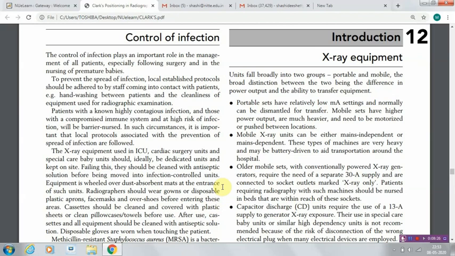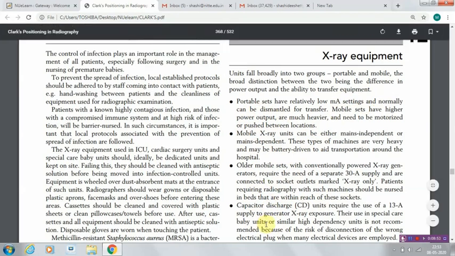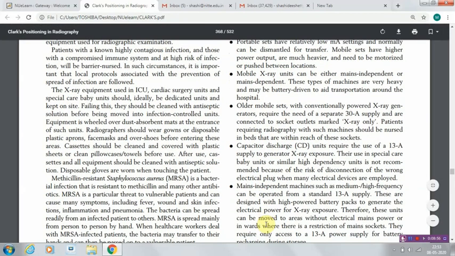As you can see, X-ray equipment, as I told you, the portable has relatively low mA settings and normally can be dismantled for transfer, but mobile radiography, which is used in the department at present, is for higher exposures. Those are the components of how portable radiography works and how mobile radiography works. People might have already studied that in the physics part.